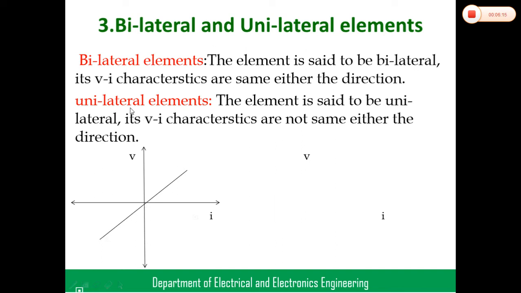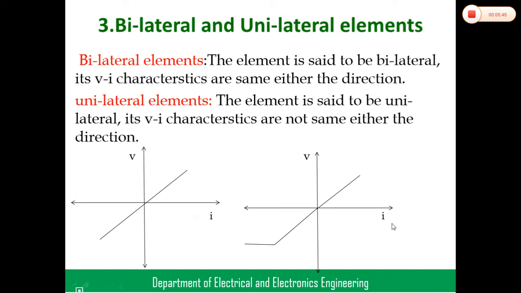Coming to unilateral, the element is said to be unilateral if its VI characteristics are not the same in either current direction. Here I have drawn the VI characteristics separately. In the first quadrant the VI characteristics are linear like this, and in the third quadrant the characteristics are like this. So in the first quadrant and third quadrant the characteristics are not the same.